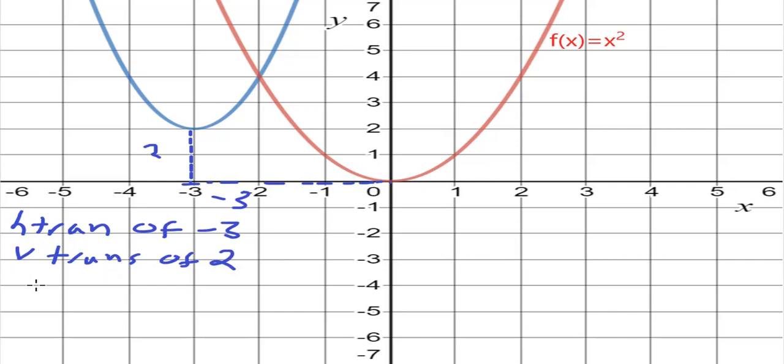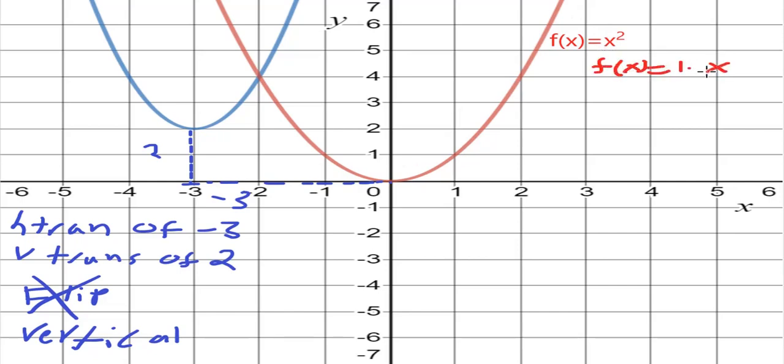Now I need to figure out if there's stretches or shrinks, or if there's flips. There's no flips because it is opening up. It's going up on both sides. And let's see if there's a vertical stretch or shrink. Well, let's look at this red parabola first, which is our basic one. So this x squared could also be written as f of x equals 1 times x squared. So it doesn't have a vertical stretch or shrink. So when I go over 1 from the vertex, I go up 1.